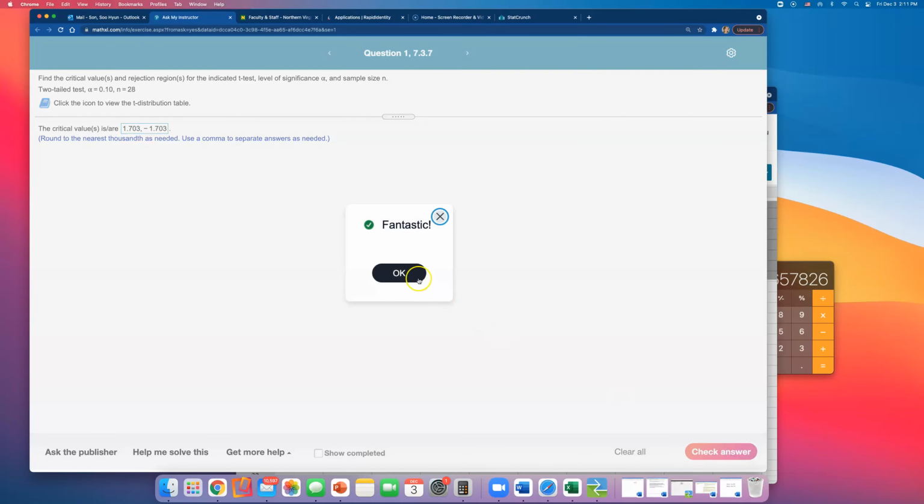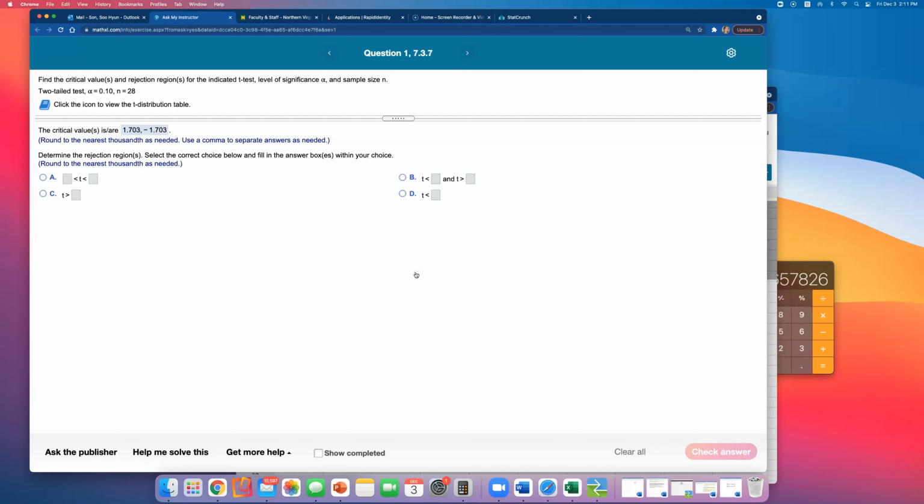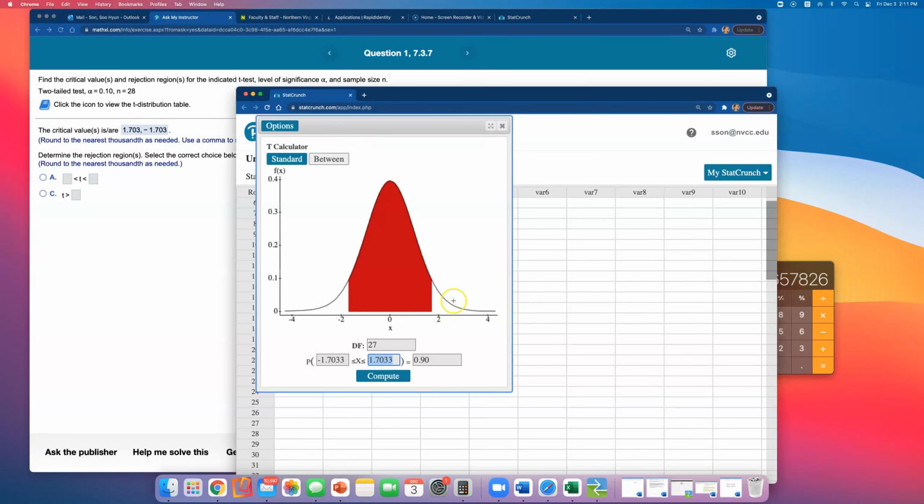And if I click on check answer, and I think that's all. So now let's talk about the rejection region. We're going to reject the null hypothesis if it falls on the extreme, like on the right extreme or left extreme.